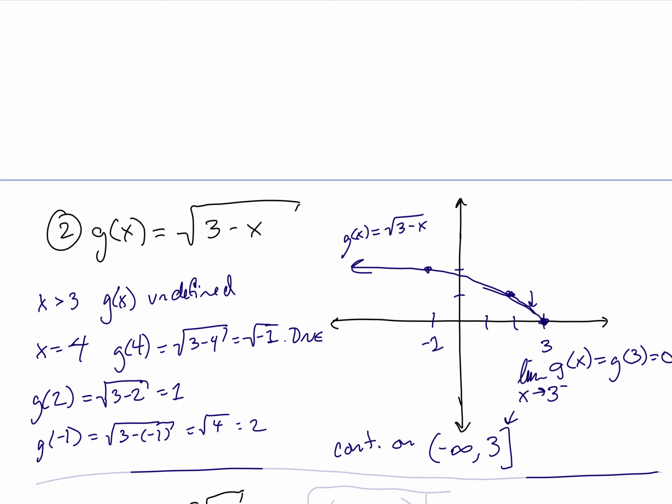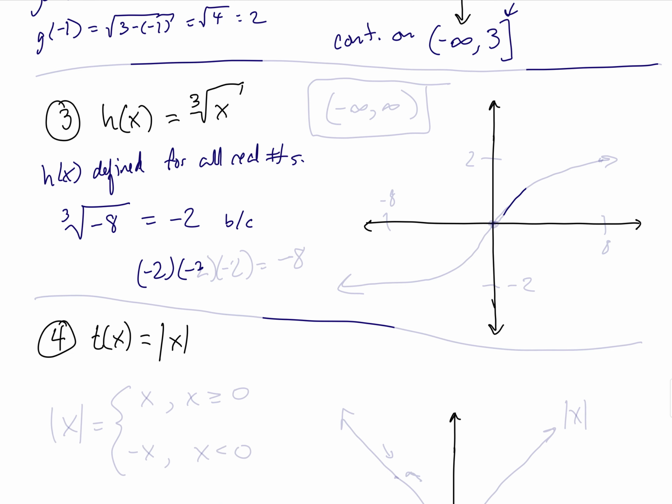Now looking at h of x is the cube root of x. So cube root of x, h of x is defined for all values of x, so for all real numbers. Cube root of negative 8, for example, is negative 2 because negative 2 times negative 2 times negative 2 is negative 8. So cube root is defined for negative numbers, for 0, and for positive numbers. And the cube root function looks kind of like this.